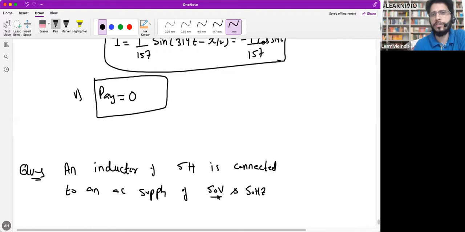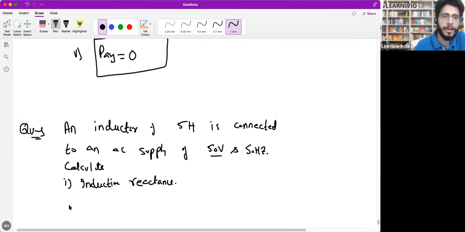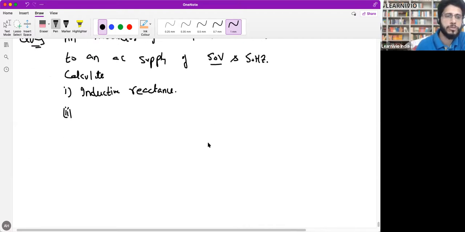What is this 50 volt? Is it the peak value, RMS value, average value? If a value is given in AC and it's not mentioned which value it is, that means it's the RMS value. It's not a peak value. And what is the unit of inductive reactance? Ohm. It's a resistance. So the unit is ohm. Remember these small things.